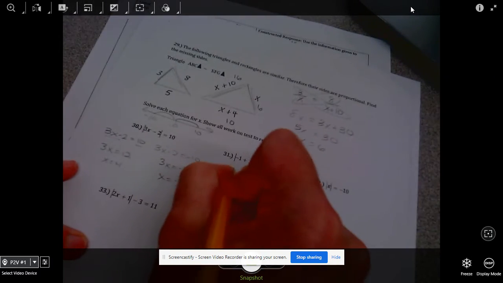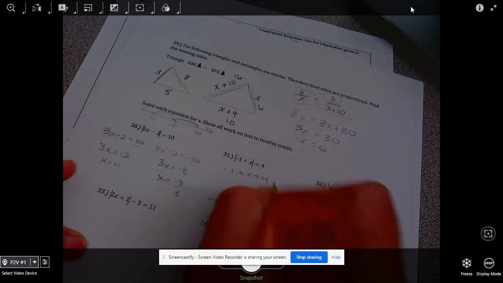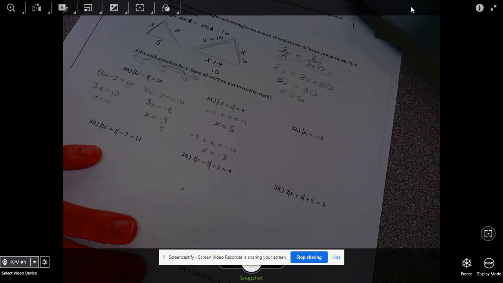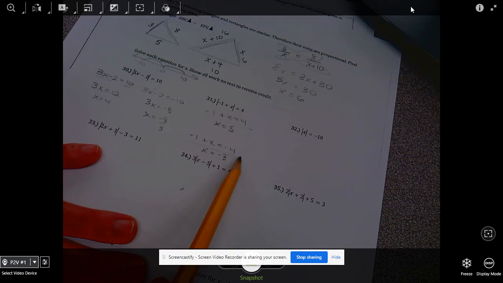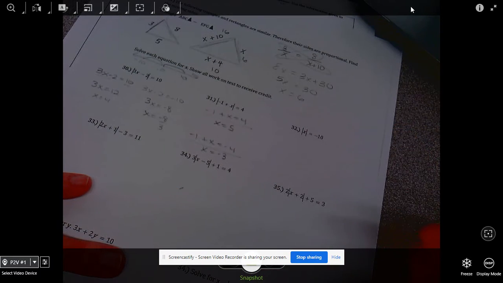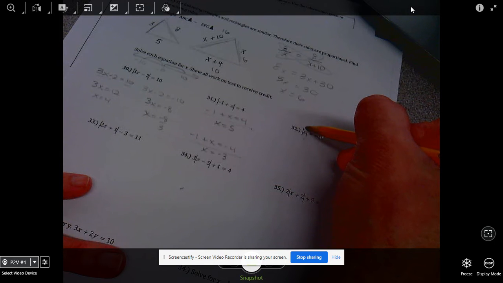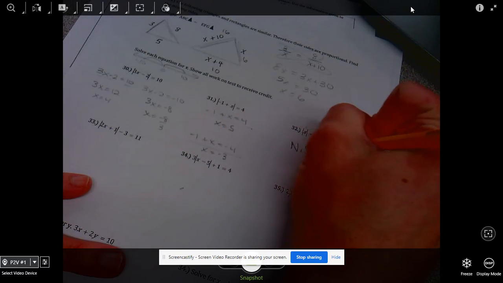Set up the next one. So this could have equaled a positive 4, or it could have equaled a negative 4, because those two directions give you the same distance. All right, the absolute value of x is negative 10. So it's saying the distance from 0 to this x value is negative 10. Your distance can never be negative, so there's no solution.